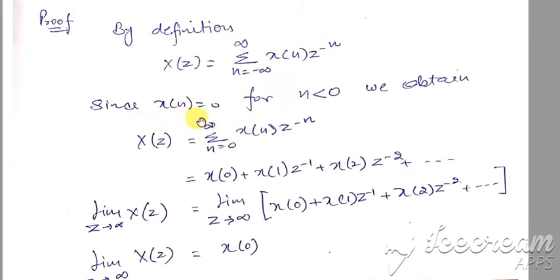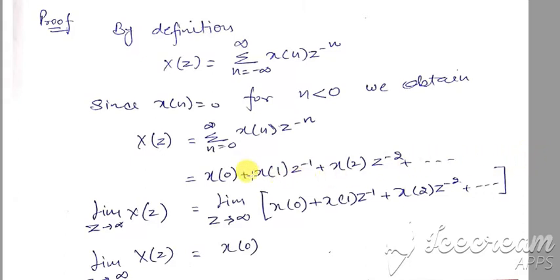Since x[n] is equal to 0 for n is less than 0, we can write n is equal to 0 to infinity, because for n is less than 0, x[n] is 0. Once we expand this series, we can write: n is equal to 0, x[0], plus n is equal to 1, x[1] z raised to the power minus 1, plus n is equal to 2, x[2] z raised to the power minus 2, in this way up to infinity.